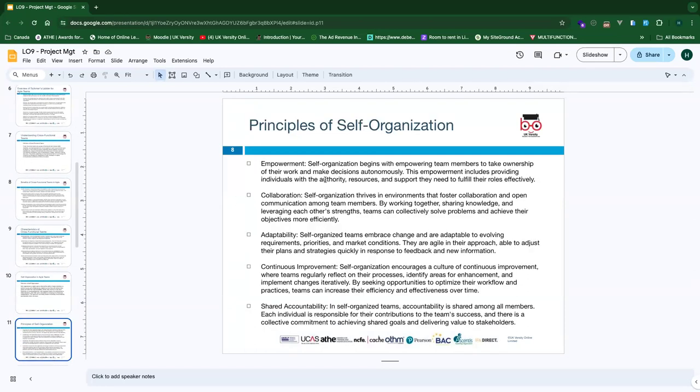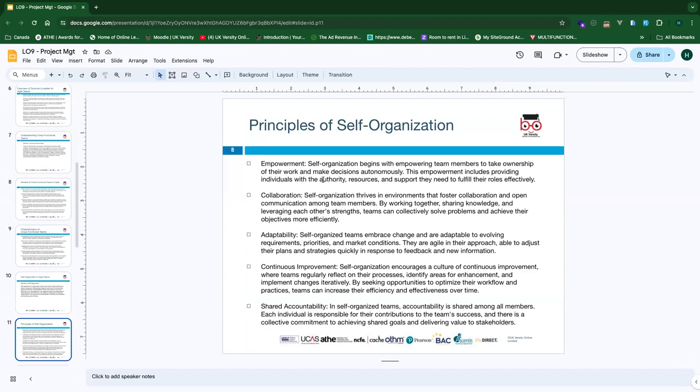Principles of self-organization. Like we looked at cross-functional teams, we also need to look at the principles of self-organization. So we have empowerment, collaboration, adaptability, continuous improvement, and shared accountability. The first one, empowerment. Self-organization begins with empowering team members to take ownership of their work and make decisions autonomously. So you are responsible for everything that you do. This empowerment includes providing individuals with authority, resources, and the support they need to fulfill their role effectively.